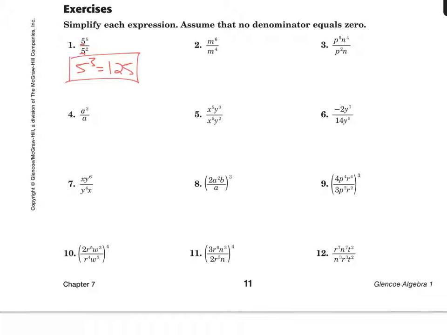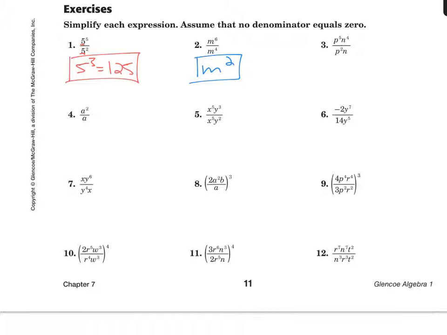Number 2, I've got 6 m's on top and 4 on the bottom. I'm going to do this one the other way. Think of it as just subtraction. So m to the 6 minus 4 power, which is m squared. You can think of it either way. You're going to have to develop your own methods on these to make sure you can handle all these problems.